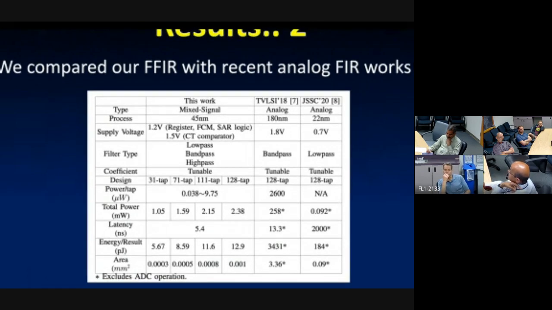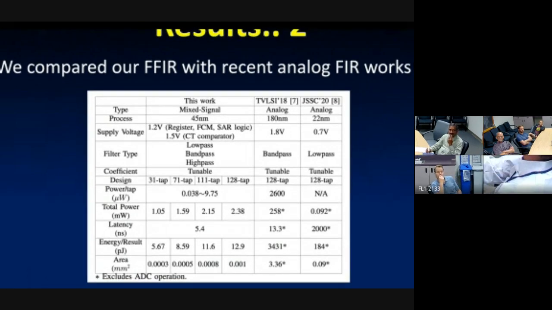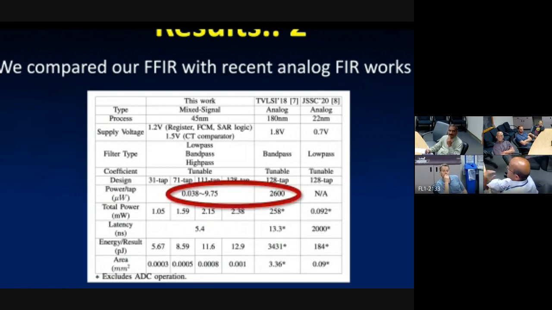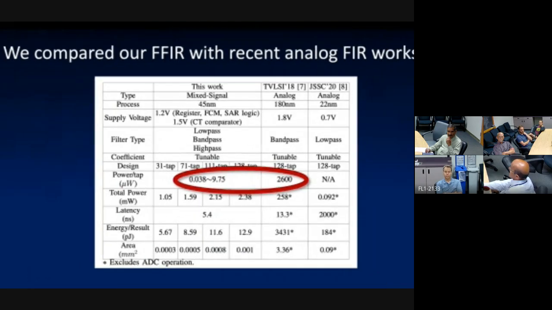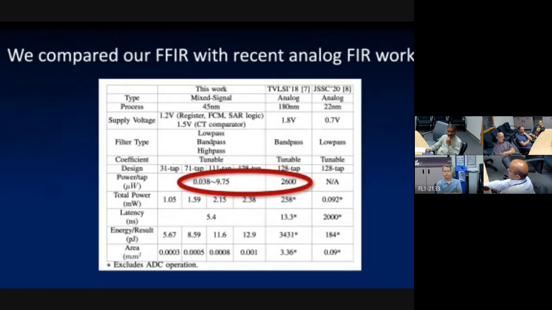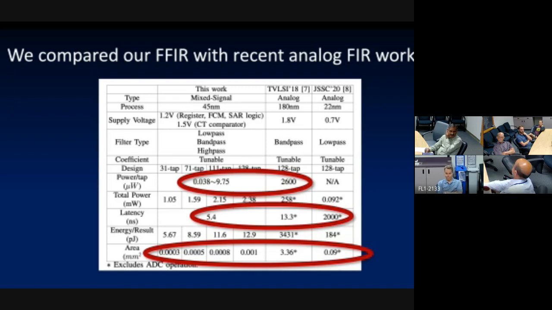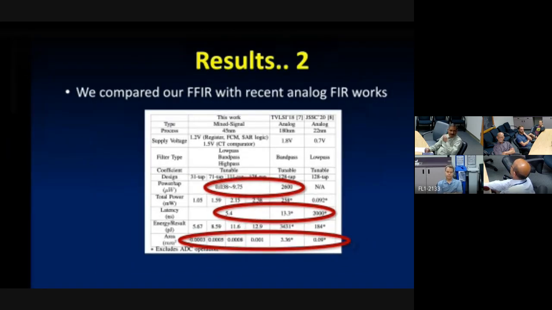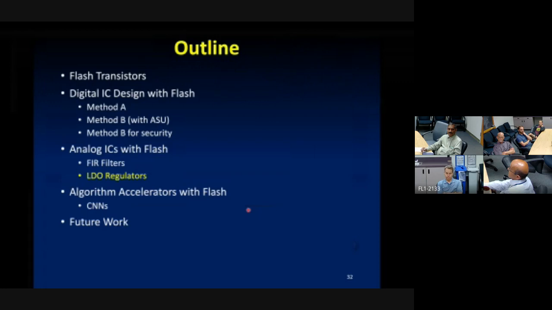All right, so here are some comparisons with other analog approaches, which were published in 2018 and 2020 and so on. If you look at this, there are significant improvements in power per tap, like insanely smaller power per tap. Also, you look at the latency compared to these analog FIRs, they're much better. And then also the area, we're much, much better. So basically, there are many metrics that we beat the competition on.